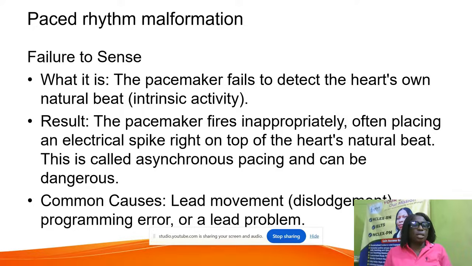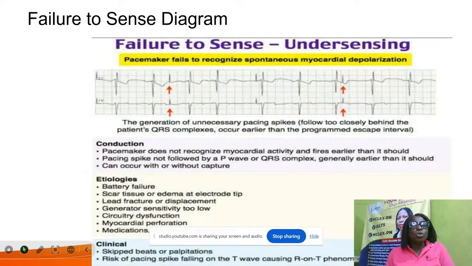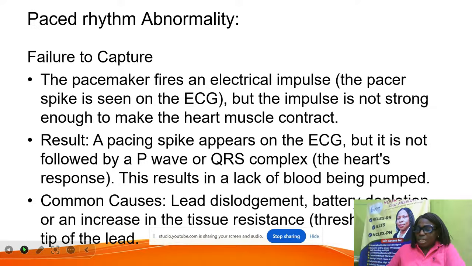Okay, so while it's downloading, let's go. I will come back to it. Now, next one is failure to capture. This one now, the pacemaker is sensing, but the heart is not responding. Failure to capture: the pacemaker is sensing, but the heart is not responding. Most likely because the impulse is not strong enough to cause the heart muscle to contract.